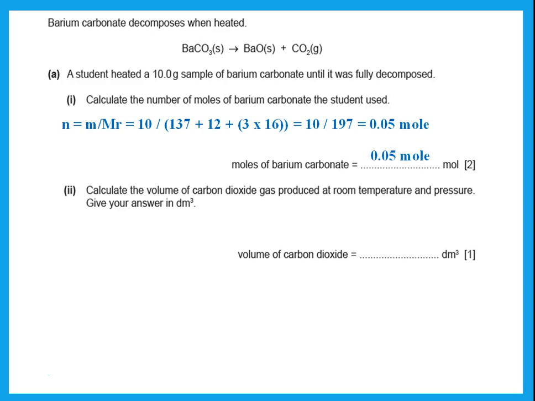Okay, calculate the volume of carbon dioxide produced at room temperature. Now, if the number of moles of barium carbonate is 0.05, from the equation on top, what would be the number of moles of carbon dioxide? It will be the same. So, getting the volume is number of moles times 24, and that is 1.2 decimeter cubed.